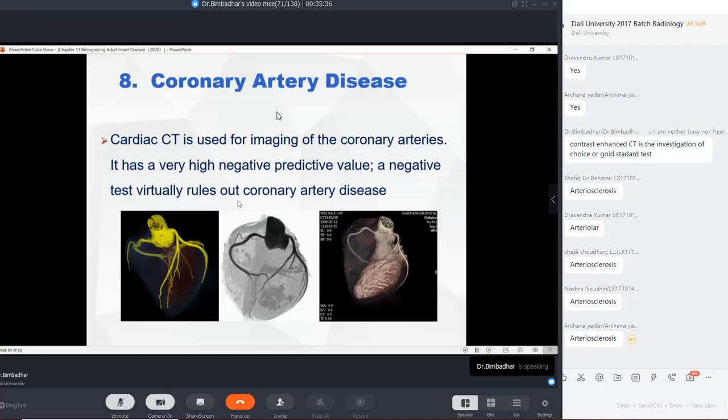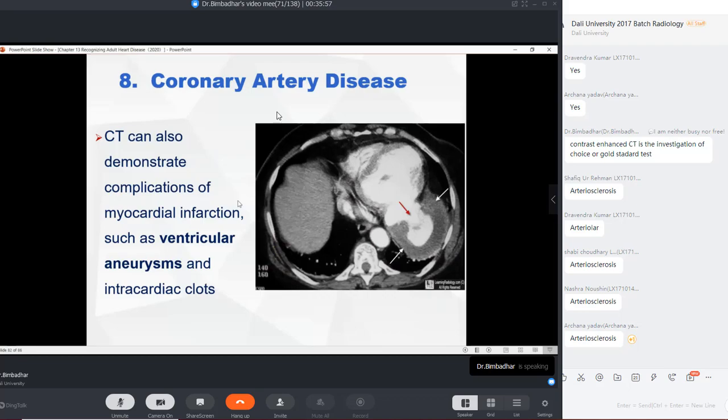And how do I detect it? It is very simple. I just push contrast material into the coronary artery and see if there is an obstruction or not. Coronary artery contrast material looks white, obstructions look black. Very simple. Where there is an obstruction, that will show up as black. This one is a complication of myocardial infarction.